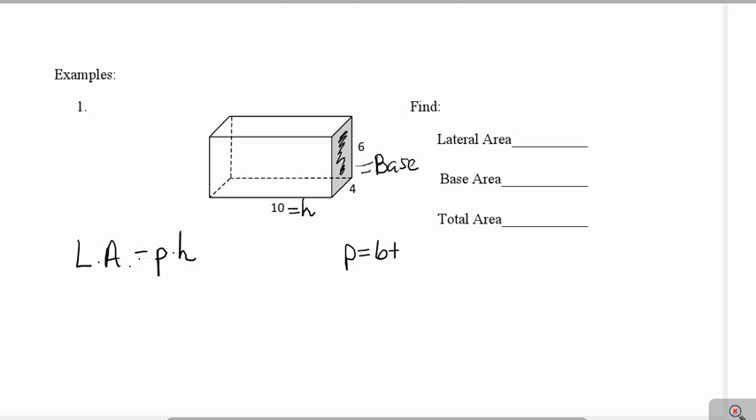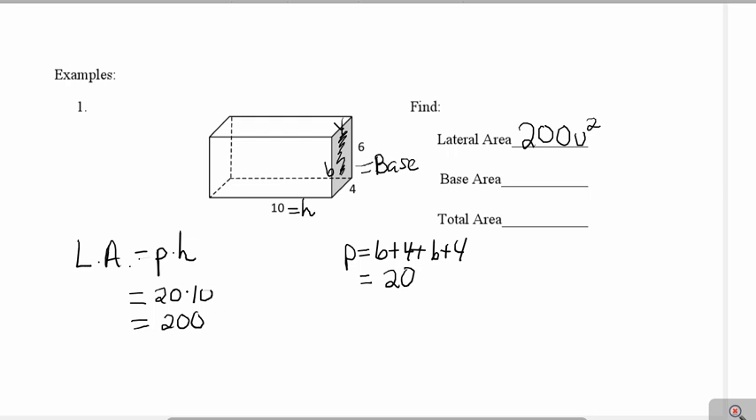So 6 plus 4, plus I know this is 6 and this is 4, to get the perimeter. So the perimeter of this prism is 20. So I'm going to substitute 20 in for the perimeter of the base and then multiply that by the height, which is 10. So there's my substitution, and then my final answer is 200 units squared for the lateral area.